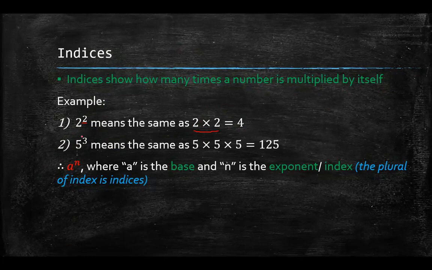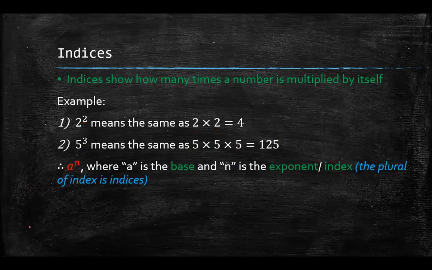This other example, 5 to the power of 3. So 5 cubed. All that means I'm multiplying 5 by itself 3 times. So 5 multiplied by 5 multiplied by 5. That's the purpose of an index. It tells me how many times I'm multiplying a number by itself. So 5 cubed means 5 multiplied by 5 multiplied by 5, which would give me 125.